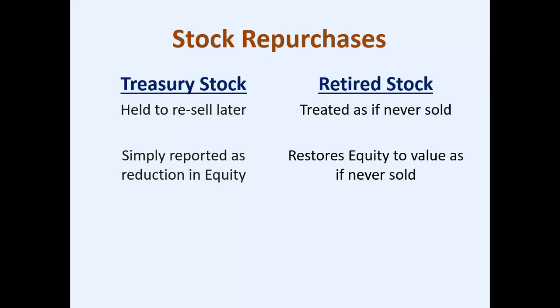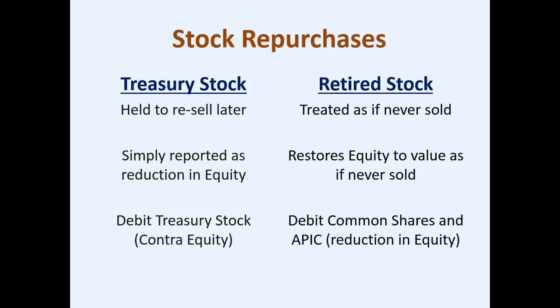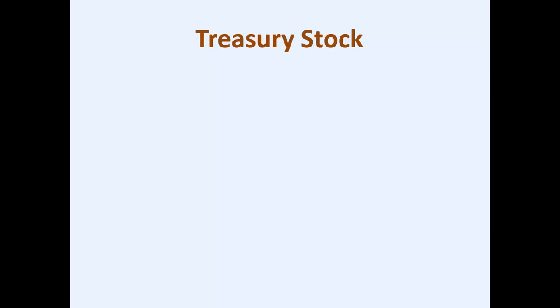Treasury stock, it's simply reported as a reduction in equity. So I'm going to show the original common stock, paid in capital excess of par, and then I will have less or a subtraction for the amount of treasury stock, usually shown below the retained earnings line and the accumulated other comprehensive income. If it's retired, I'm not showing treasury stock on a separate line item. I'm simply going to reduce the existing number of shares that are shown in common stock. For treasury stock, I debit contra equity. For retired stock, I debit common shares and APIC for the reduction in equity. Net result at the end is the same.